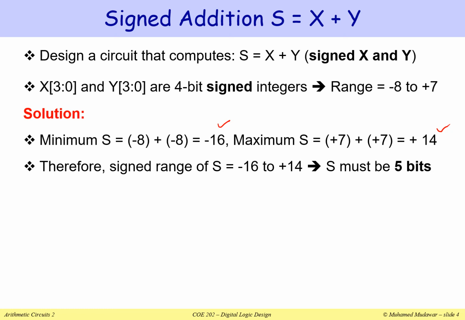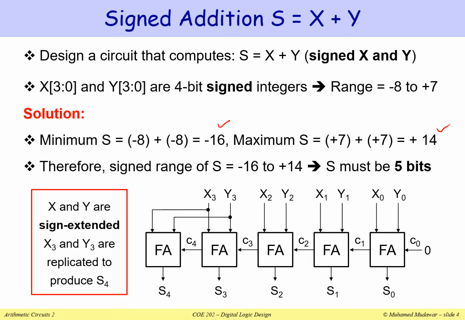adder to calculate s is equal to x plus y. Notice that x and y are sign extended. Notice that x3 is replicated and y3 is replicated to calculate the most significant bit, S4. S4 is not equal to C4. Why? Because x and y are not unsigned, they are signed integers, and therefore you must extend x and y, and then we have to add them to calculate the correct bit, the correct S4.